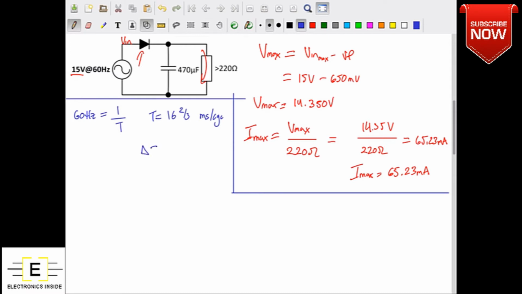So I'm going to write this as delta T, our discharge time, equals 16 2/3, which I'll approximate as 16.67 milliseconds per cycle. And interestingly, you're going to see this number, 60 hertz, quite frequently.